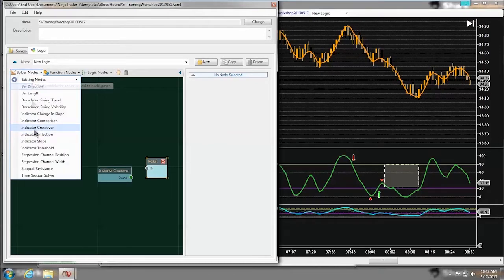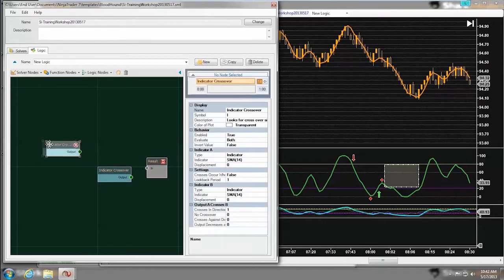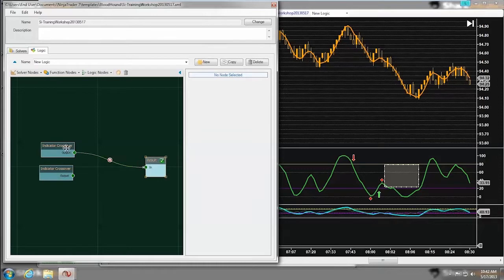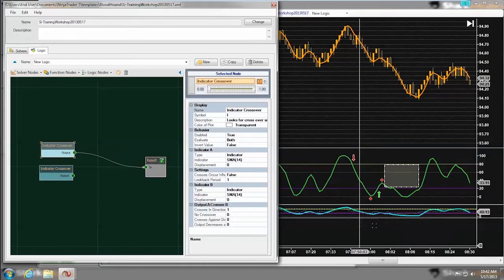So let's drop a couple of crossover solvers on here. When I'm putting together a new solver, I always like to connect it to my result node, so that way I can see the effects on the chart immediately and make sure that I'm getting my solver set up correctly, and making sure that the behavior is what I want out of this solver.